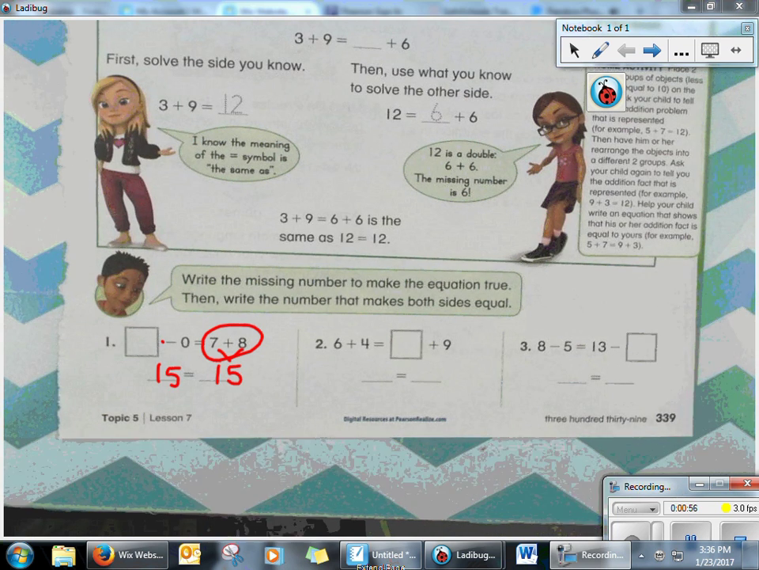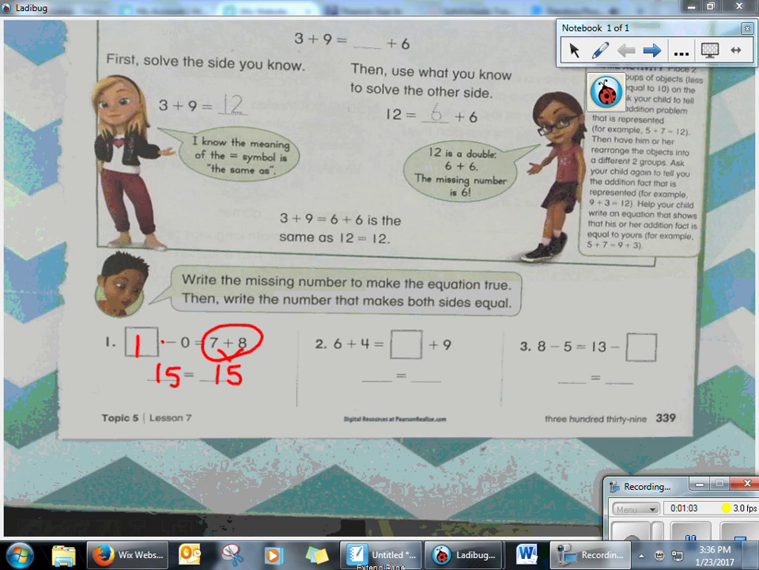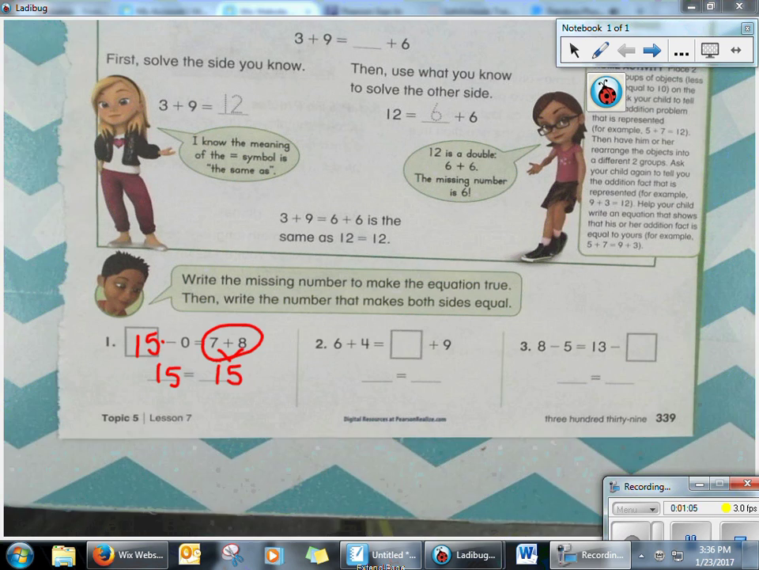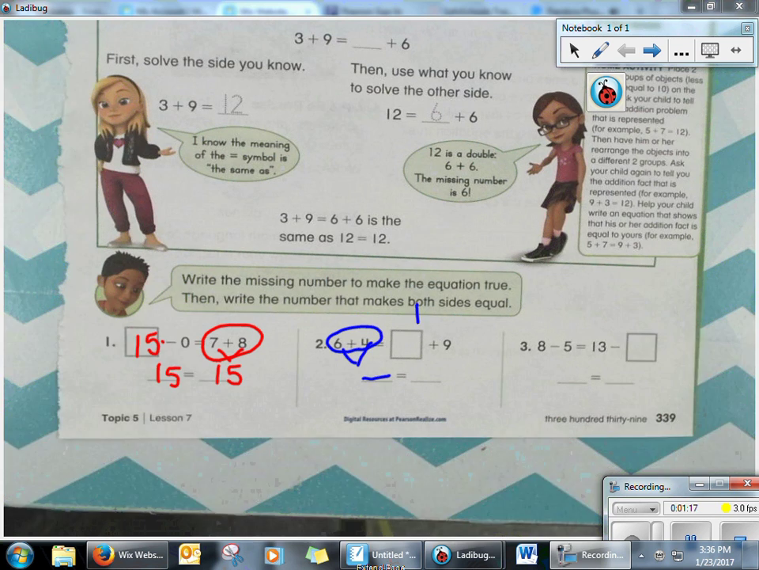So something minus 0 is going to be 15. And we know that take away 0 would be 15. So 15 would be the missing number. So for number 2, same thing. They need to solve for 6 plus 4 first and write it here, and then find the missing number that would make both sides equal. Same thing for number 3.